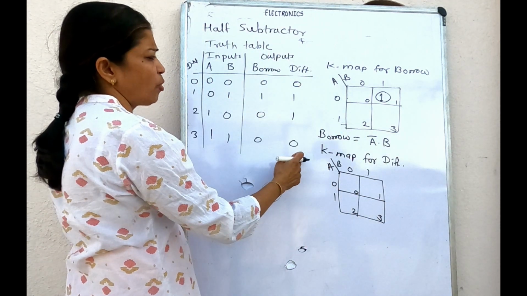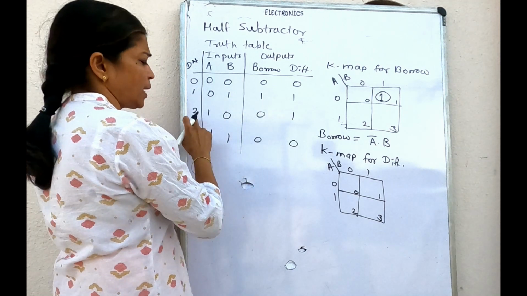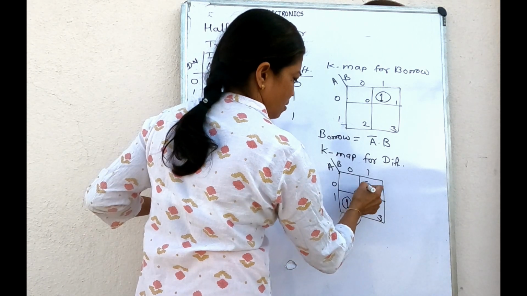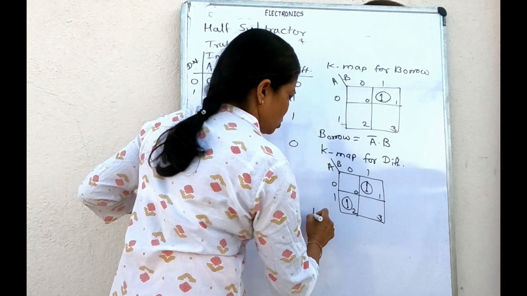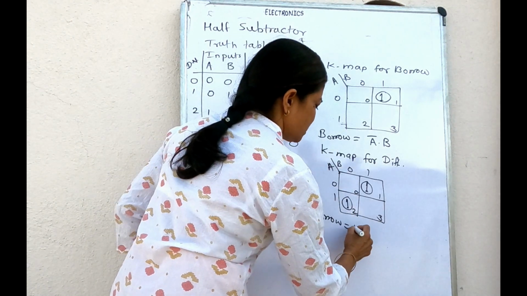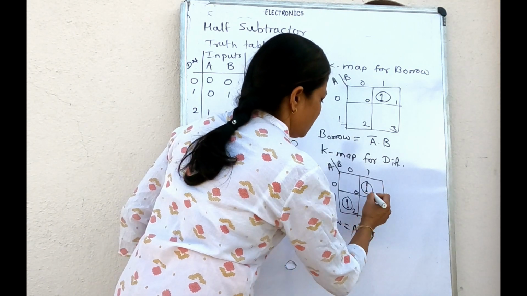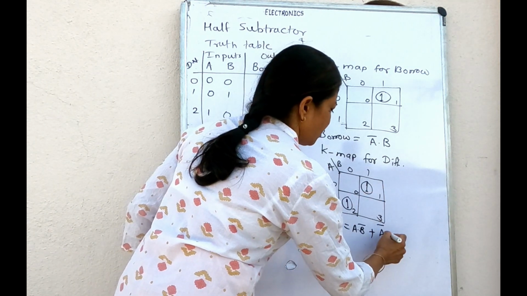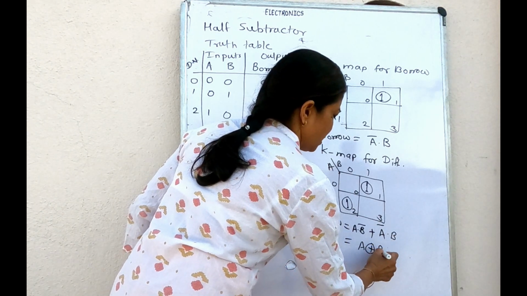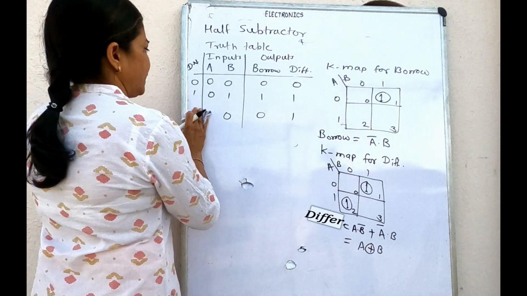Observe the column for the difference. Here we have 1 and 1 for 1 number and 2 number cell. So that equation for difference is equals to, here it is A dot B complement, or with here we have A complement dot B, and this will be equals to A XOR with B. The next step is to go for the logic diagram.